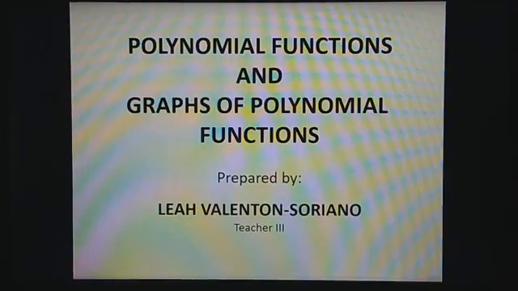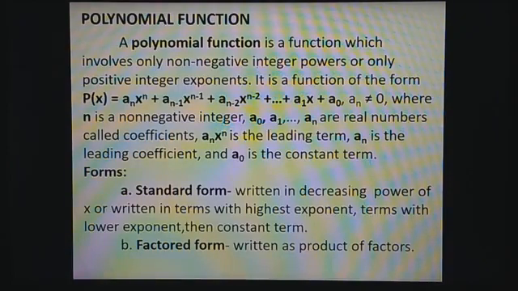Okay, today we are going to review polynomial functions and graphs of polynomial functions. Under this topic, we are going to illustrate what a polynomial function is, and we are going to discuss the different properties of the graphs of polynomial functions. So to start with, let us have first the definition of polynomial function.